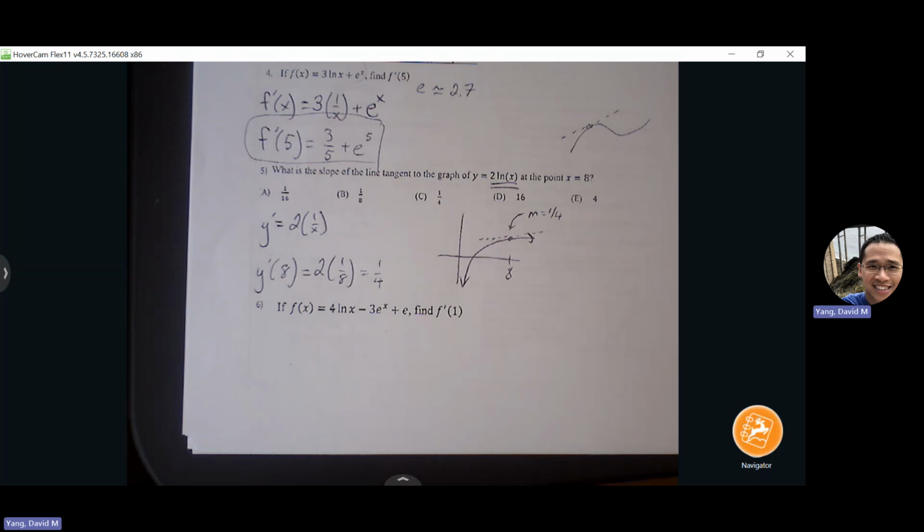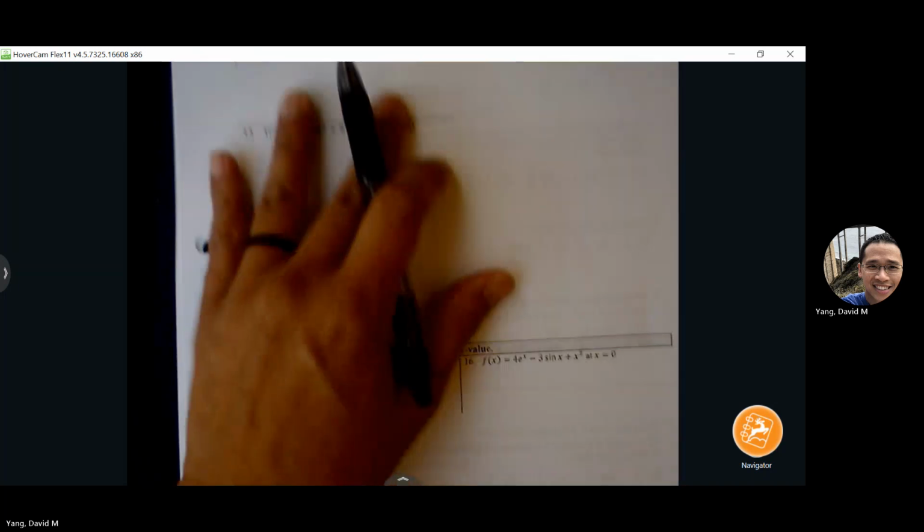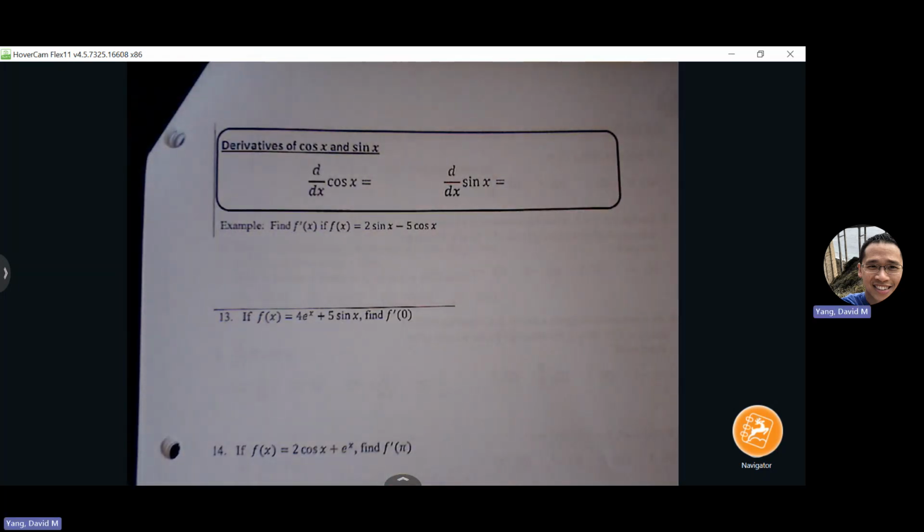All right, page 19. All right, cosine and sine. We're going to explore the other 4 trig functions later, but these are the most important ones. These are the ones that show up the most often.